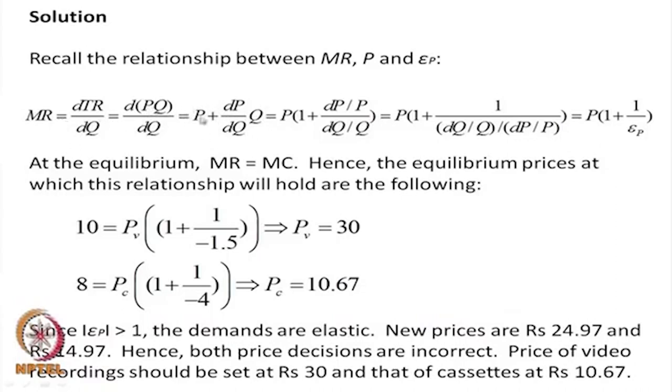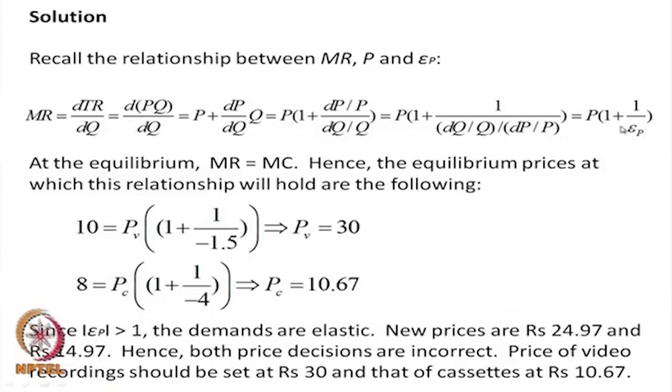So, MR is equal to this, which is equal to P into 1 plus dP by dQ into Q by P. Take P here and Q here. So, it becomes dP by P and dQ by Q, and this is nothing but P taken outside, 1 plus 1 divided by dQ by Q divided by dP by P. And this by definition is the point price elasticity of demand. That means, a small fractional change in P gives rise to how much fractional change in Q, that is epsilon P. So, this is the relationship between marginal revenue, price and elasticity.